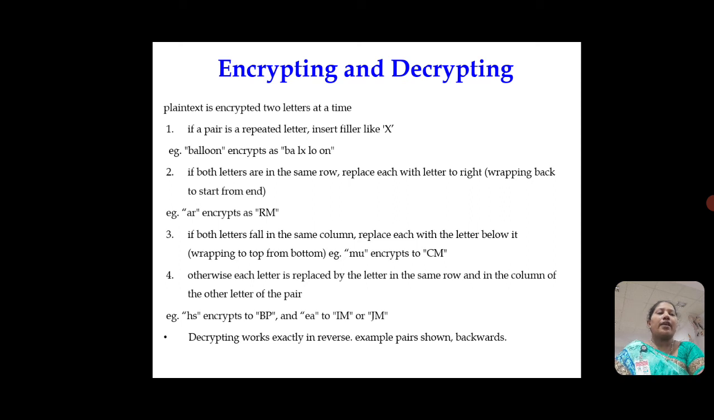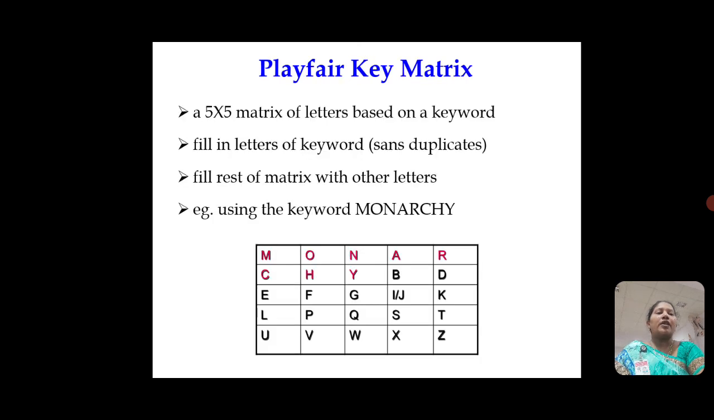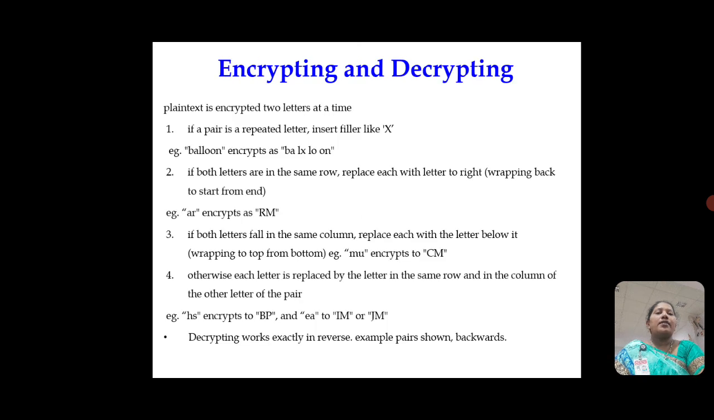I hope you have understood the second point. The second point is, if both the letters come in the same row, you will be taking the letters that are to the right of those letters. For example, in this matrix, NA will be replaced by AR. If you are having Q and S, you will be replacing it by S and T. If you are having FG, you can replace it by GI or GJ. All are the same.